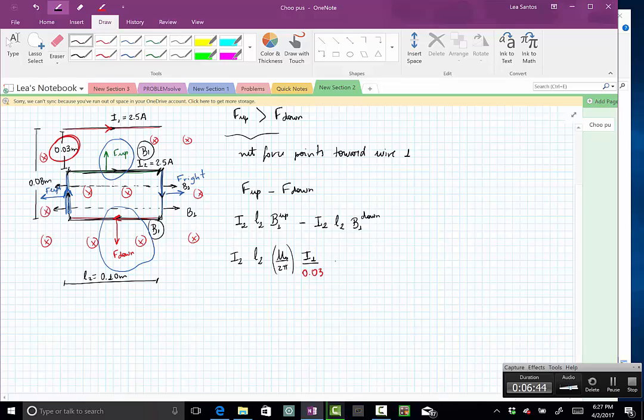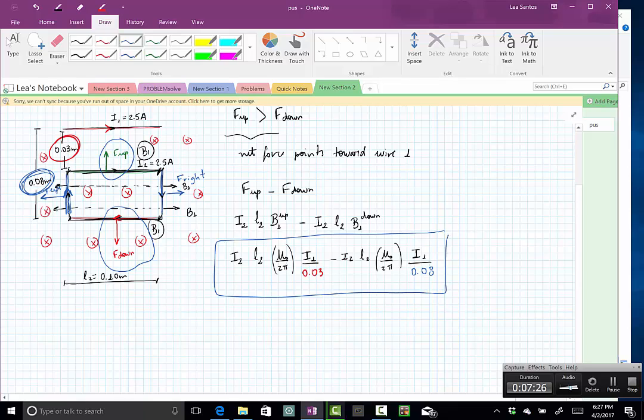For the other force, I2 is always the same, the current through the whole loop, and the length is still the same, for the bottom part of the loop. Now what is B1? We put the constant, the current 1, because that's the current that creates this magnetic field B1, and the distance between wire 1 and the bottom of the loop. This value here is 0.08 meters. This result will give us the magnitude of the force.